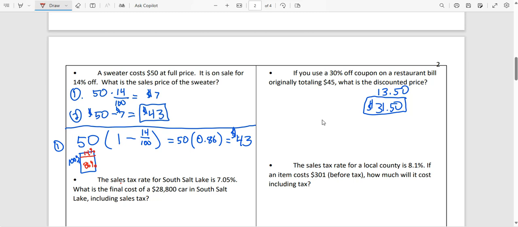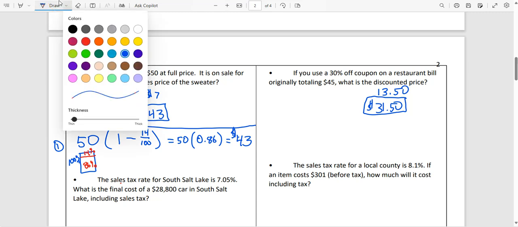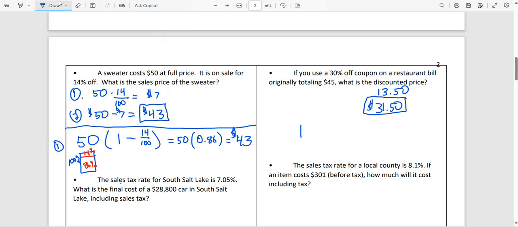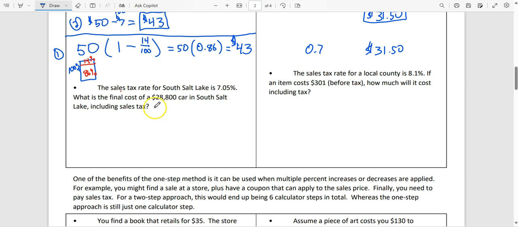A little bit faster. Okay, pause the video and see if you can do the one-step approach for the question on the right. So the multiplier should be 1.081. Sorry, wrong problem. The multiplier is 0.7, and the answer should be the same, 3150. All right. So I prefer the one-step approach.